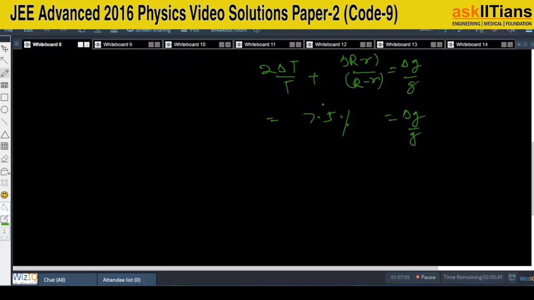So for the error in the measurement of small r, option A is correct. The measurement in the value of small r is correct, that is 10%. The measurement in the value of capital T is incorrect. The measurement in the value of g is given as 11%, but we calculated 7.5%, which is also wrong. Hence option A is the correct choice.